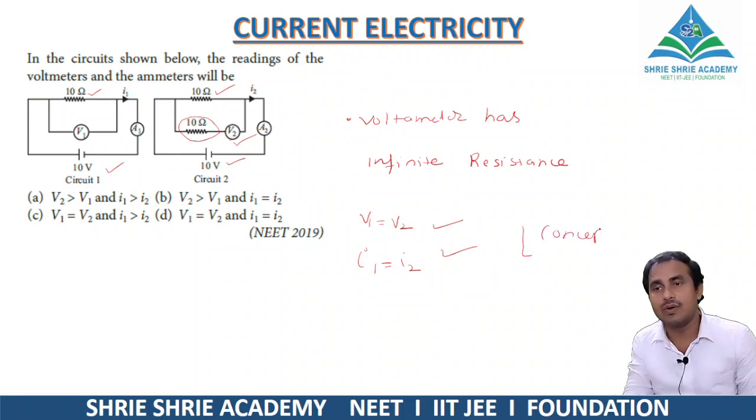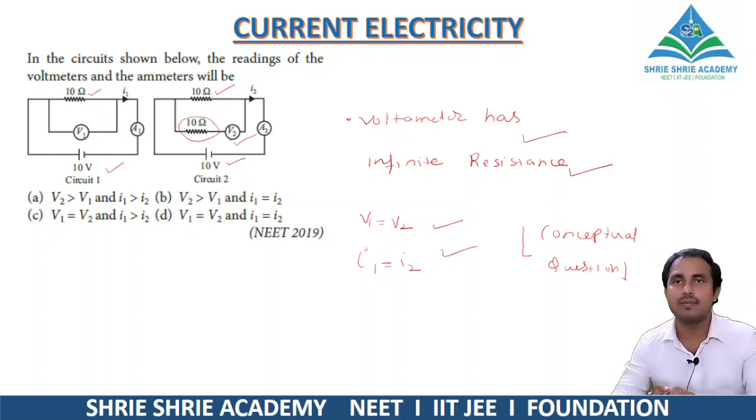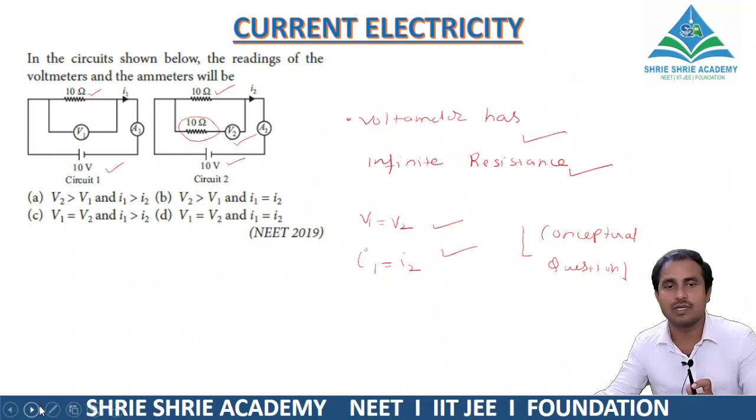You will never be taught this in the class and all that. This is like a conceptual question, something you should know. The voltmeter has infinite resistance. Sometimes they ask conceptual questions, and a conceptual question will be very easy, but you have to apply that concept. That is the challenge.